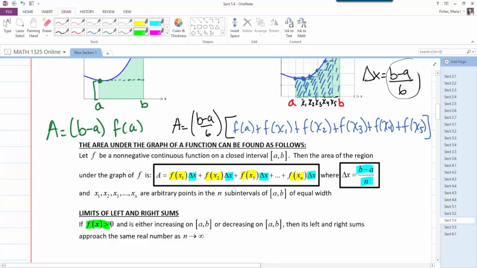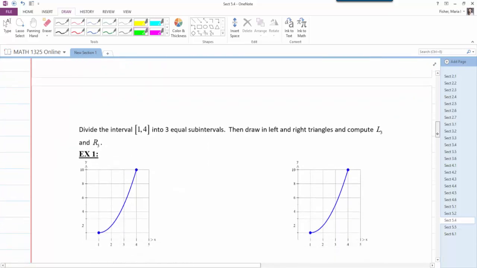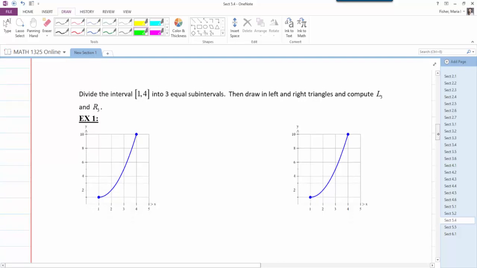But if your function is positive and it's either increasing or decreasing on that closed interval, then the left and the right sums are going to approach the same number as n approaches infinity. So the more rectangles that you get underneath that curve, the area that you get using the left endpoints and the area that you get using the right endpoints give you the same answer. So let's practice finding the area under a curve using left and right endpoints.